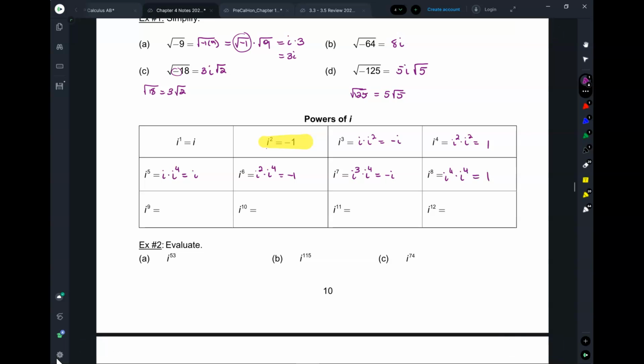So look at how it repeats. I, -1, -I, 1. I, -1, -I, 1. Okay, so I to the 9 is I times, now we're going to split it with the 8. I times I to the 8. Because once you lock in a 1, always use that because it's easier to multiply by 1. So this is going to be just I.